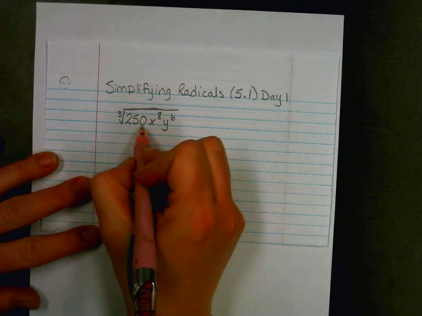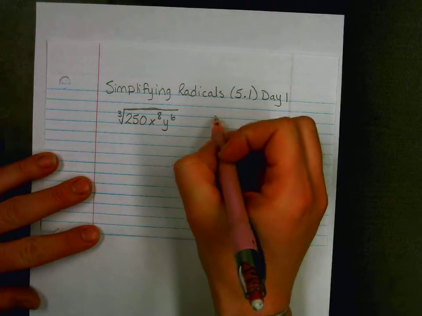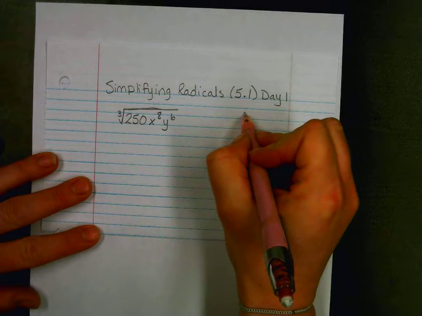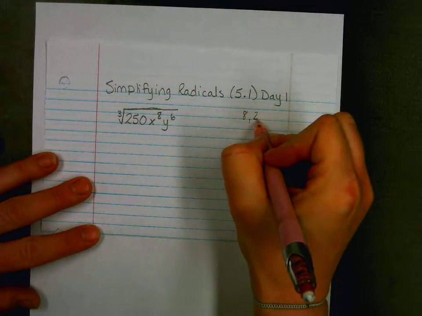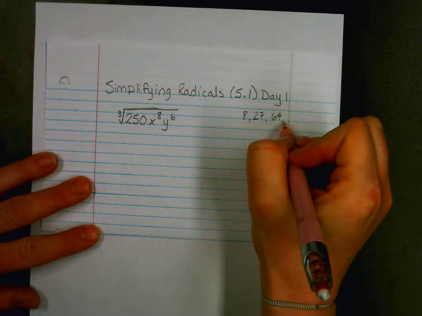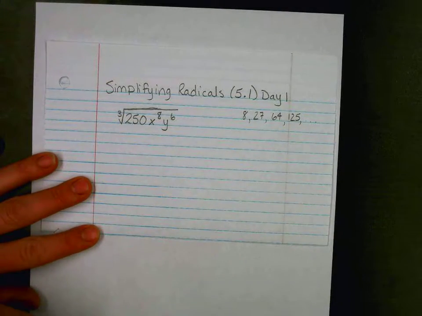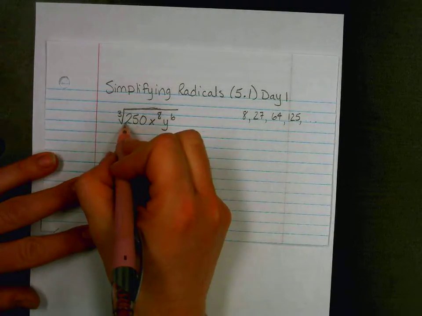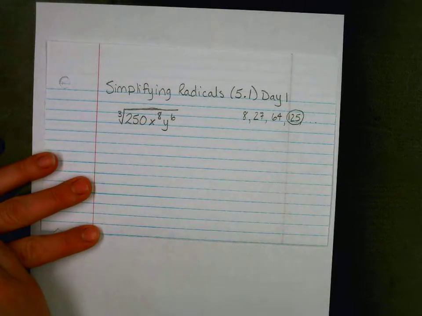So I'm again going to look at the number 250. I'm going to consider what perfect cube can divide into 250. So my perfect cubes I want to consider would be 8, which is 2 cubed, 27 is 3 cubed, 64, 4 cubed, 125, and so on. So the perfect cube that divides into 250 would be 125.